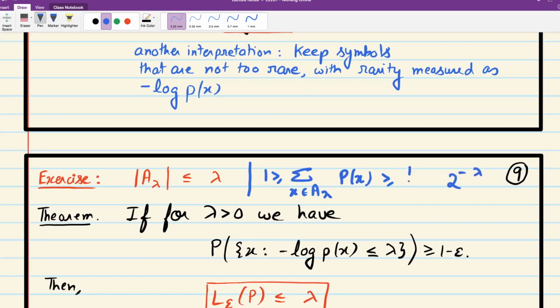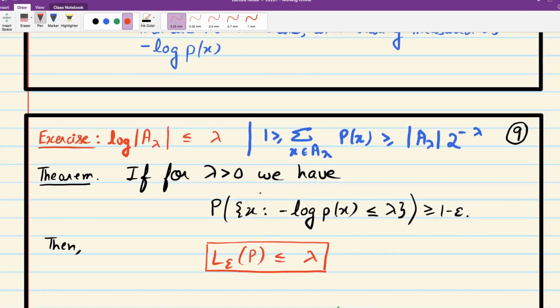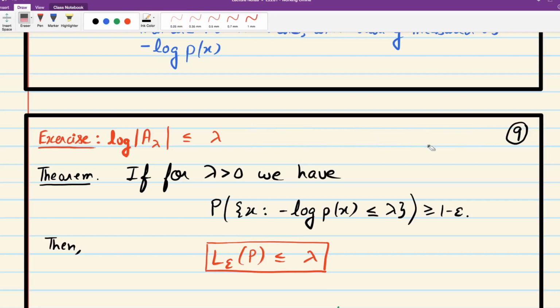And how many terms are there? Well, the cardinality of A lambda. Therefore, the cardinality of such a set cannot be more than 2 to the power lambda. Oh, this exercise has a log missing here, sorry. Yeah, sorry about that. So log of the cardinality of A lambda is less than or equal to lambda. Okay. So there are not more than 2 to the power lambda sequences in A lambda. That's what this exercise claims. So let me remove this proof.